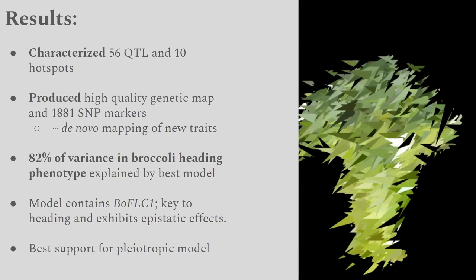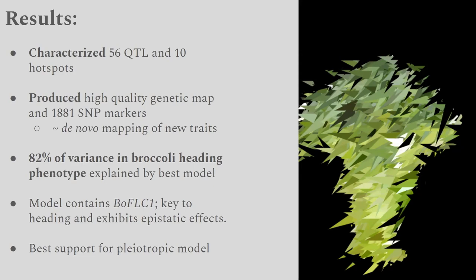And I want to do something a little weird and start with the results. So we looked at 25 horticultural traits in broccoli. And amongst those 25 traits, we found 56 QTL. And we also flagged 10 kind of genomic regions that seemed to be especially important for high quality broccoli. We were able to produce a really nice genetic map from this special mapping population, which I'm going to talk about.